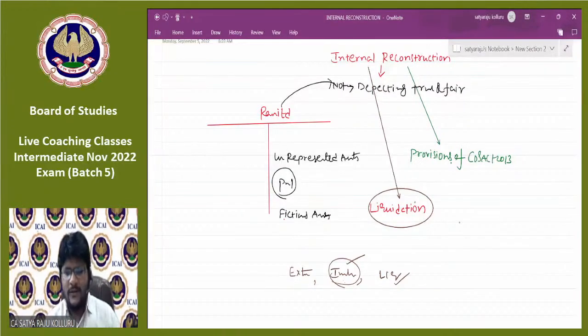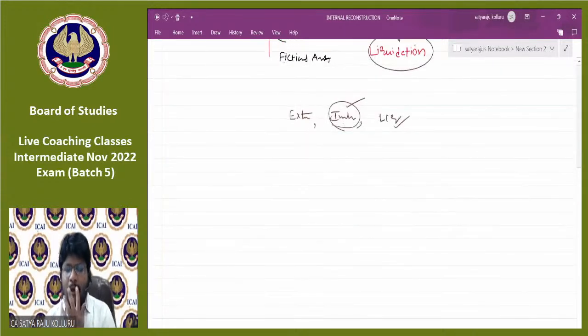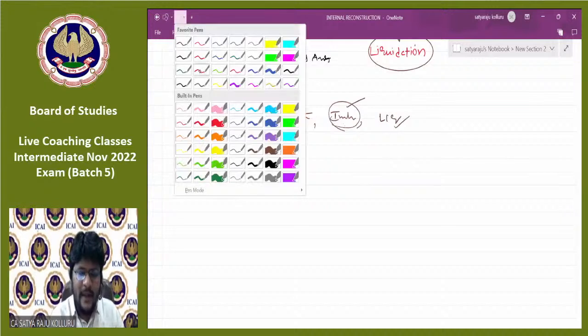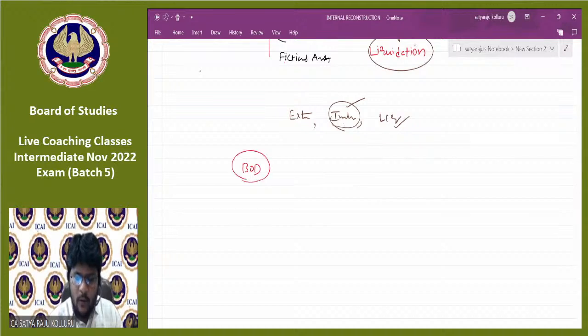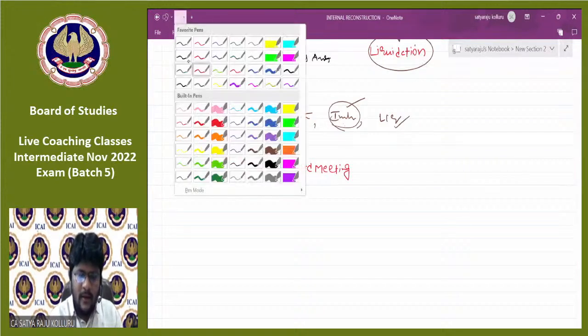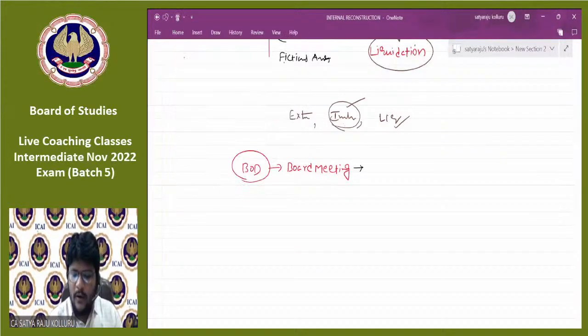Okay, just leave all such issues. Now coming to the legal issues. Sir, when a company decides to go for internal reconstruction, what legal implications come into the picture? The board of directors will first conduct a board meeting. In the board meeting, they will decide to go for internal reconstruction.